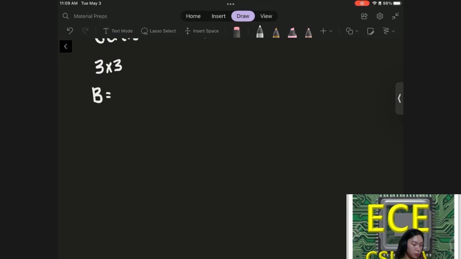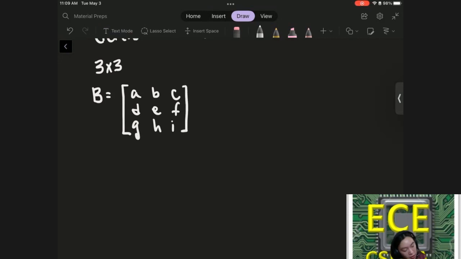Now let's do a 3 by 3, which is a little more difficult. Say I have a matrix B and its components are A, B, C, D, E, F, G, H, and I. So the determinant of this matrix, determinant of B, equals... All right, let me break down the formula.